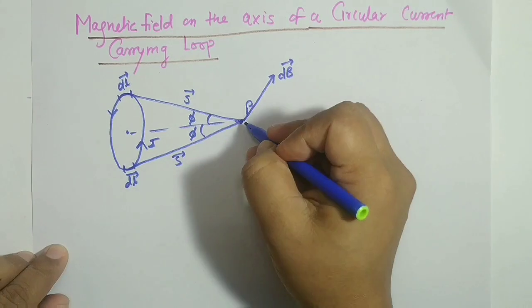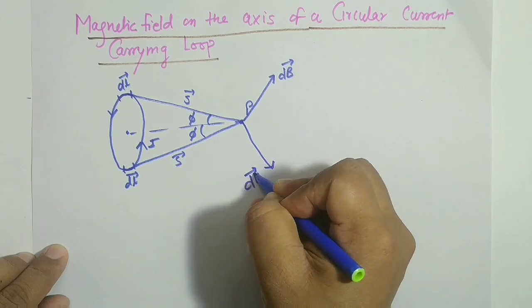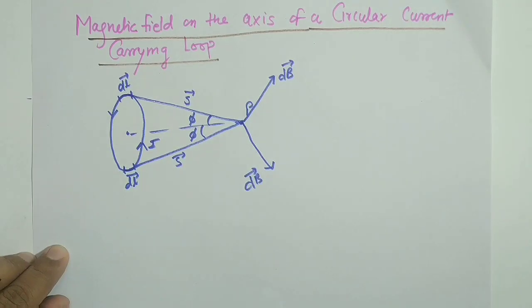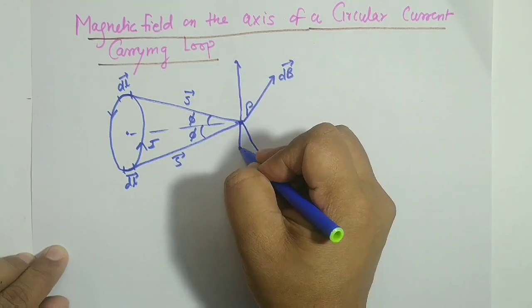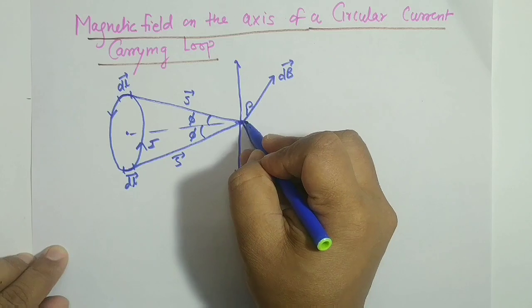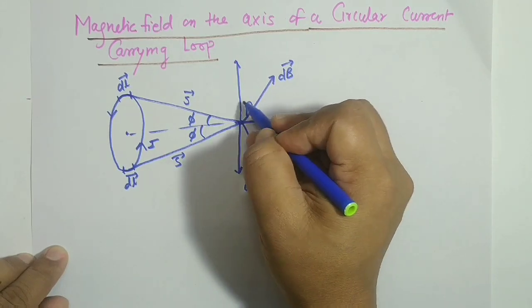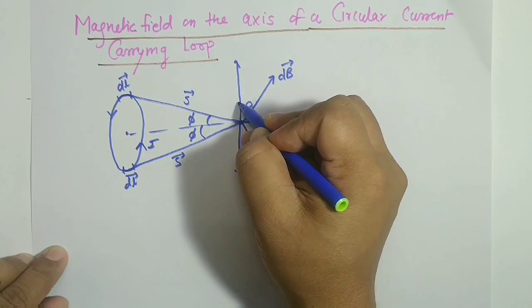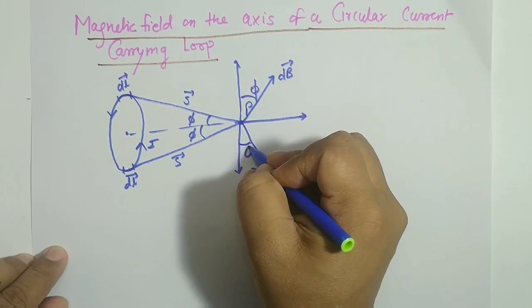And because of this, the dB dash will also go on this side, because it has to be perpendicular to both s and dl, so they will go on this side. Now a very interesting thing is that they will have components of dB, because this angle is phi, this is 90 complete, so this will be 90 minus phi, so it is phi. Similarly, it is also phi angle.